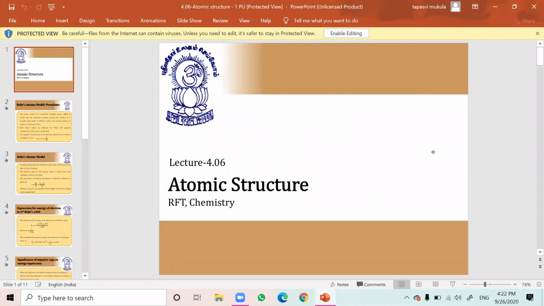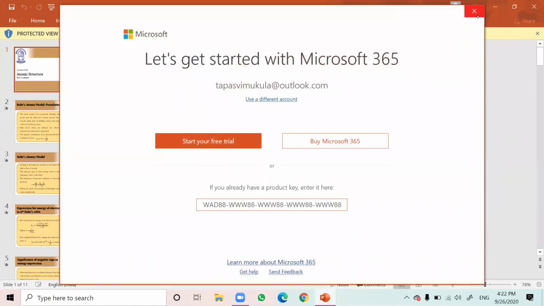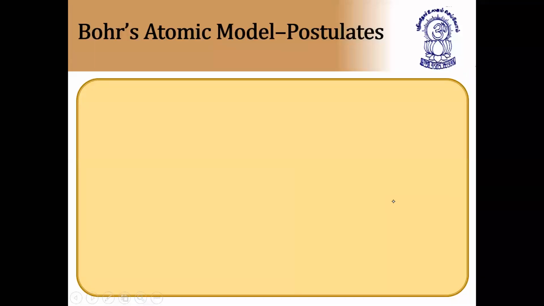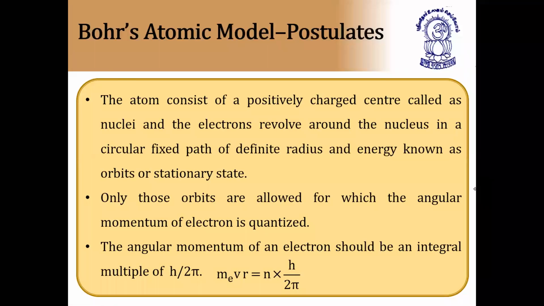Next topic in this chapter, very important topic. So we have completed hydrogen spectrum and Rydberg's equation. Now we will see Bohr's theory of atomic model. So this is Rutherford's theory. What are the limitations of Rutherford's theory? That was explained by Bohr's theory.